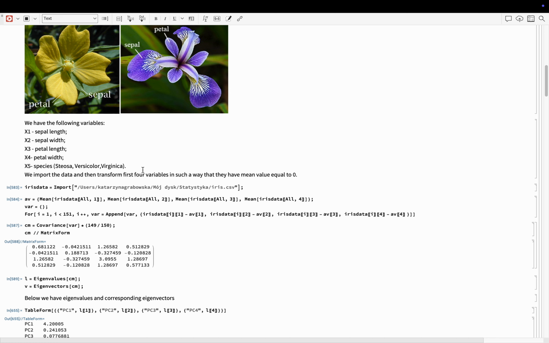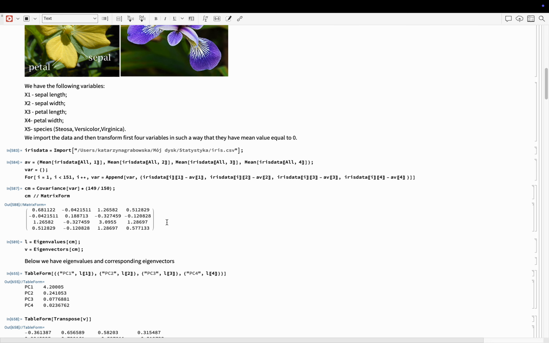What we are going to do here is perform principal component analysis and try to check whether we are able to separate between different species, looking at values of principal components. So first of all, we of course import the data, and another important thing is that we transform our variables in such a way that they all have mean value 0. It is important from the theoretical point of view.